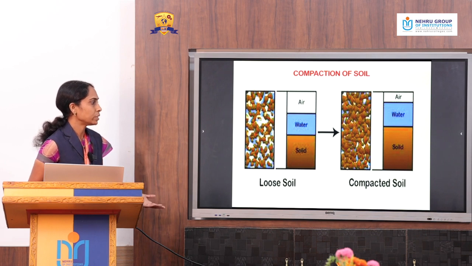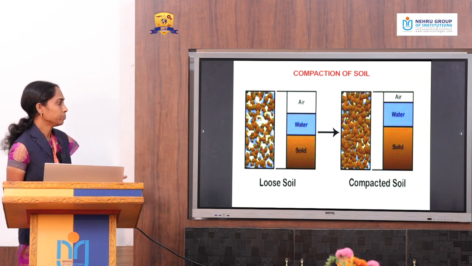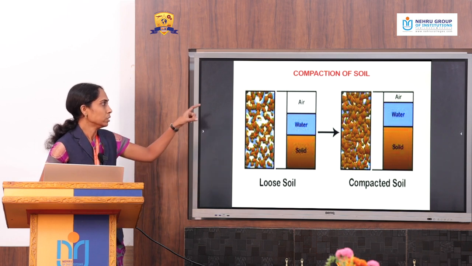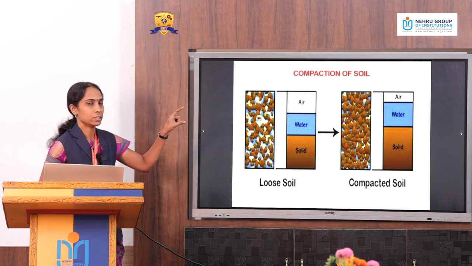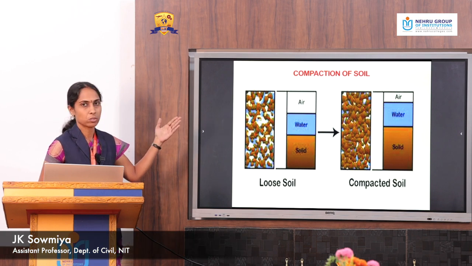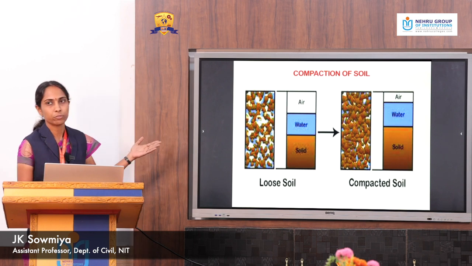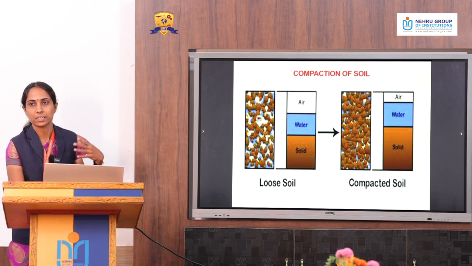So what is the difference between the compacted soil and the loose soil? This is the loose soil and the compacted soil. After compaction, the air volume decreases, that is, the air is expelled from the soil. So that is the compaction. After the air is expelled from the soil, the soil characteristics get improved.